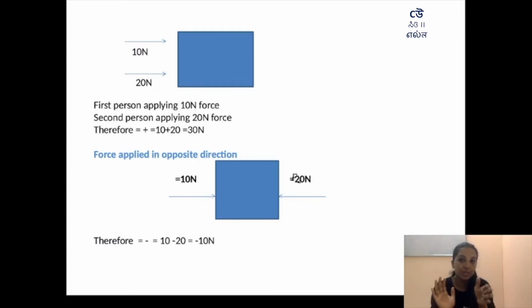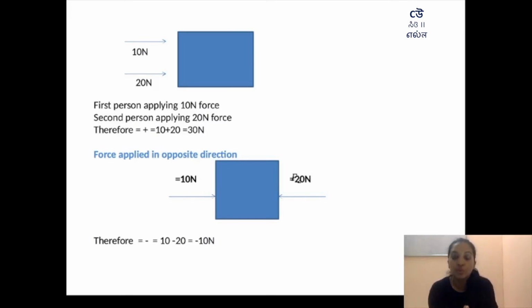So imagine if you both are pushing that box in opposite direction, then what happens? The box will move in that direction where the force is applied more. Same thing I have explained using this diagram, where I have applied 10 newton in one direction and 20 newton in one more opposite direction. So what happens here is, the 20 newton force which is applied on that box is more when compared to 10 newton. So the box will move in the direction where the 20 newton is applied.